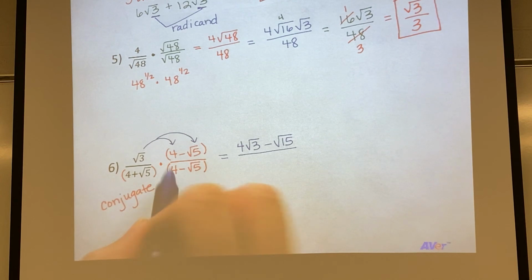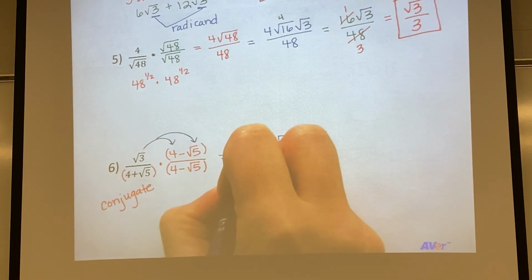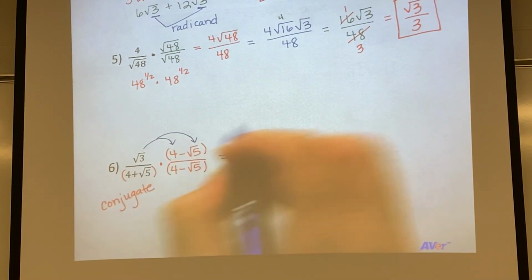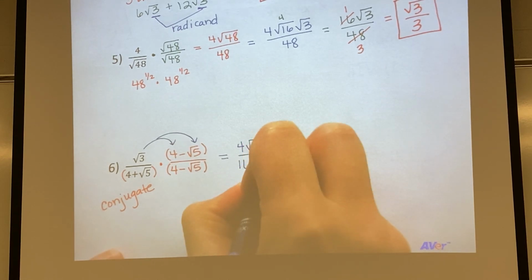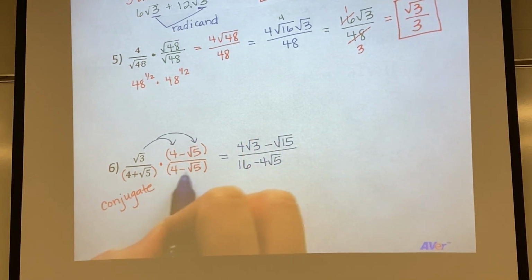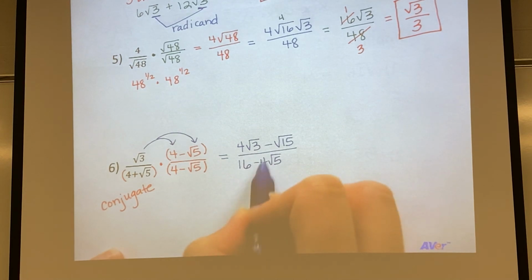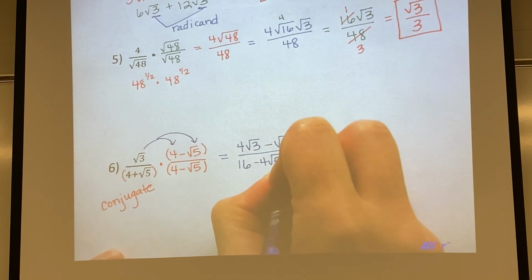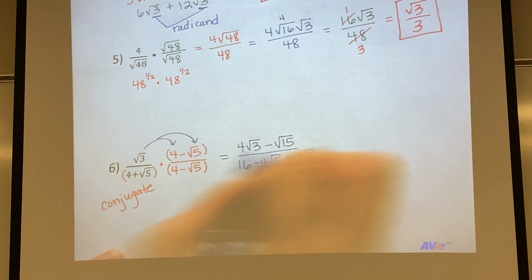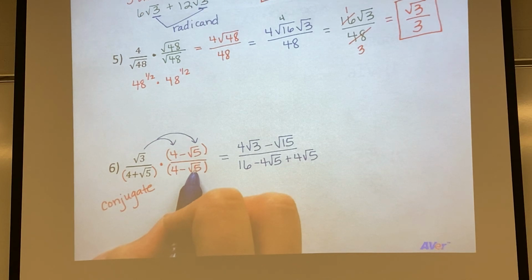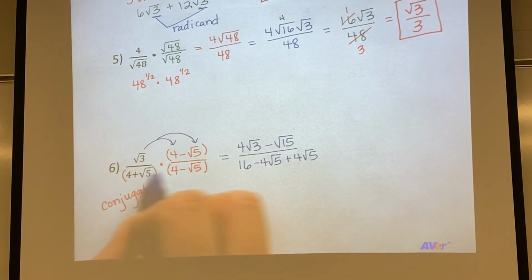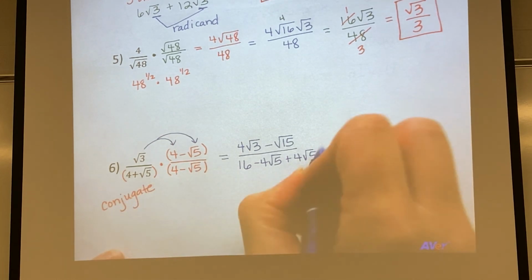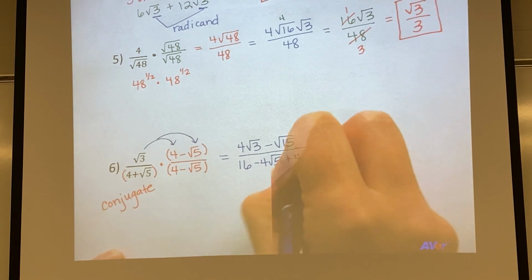We have 4 times 4, which is 16. 4 times negative square root of 5. Notice that we can't multiply those together. So it's square root of 5 times a positive 4. And square root of 5 times square root of 5. Square root of 5 times a negative square root of 5. Remember we talked earlier when the radicands are the same, you can multiply them together and it eliminates the radical sign, so just minus 5.